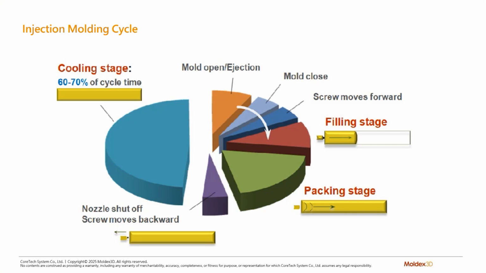Injection molding cycle time can be broken into 4 main phases: the filling stage, the packing stage, the cooling, and the mold open. Today, we'll be talking about optimizing the 3 highlighted in red here: the filling, packing, and the cooling time.